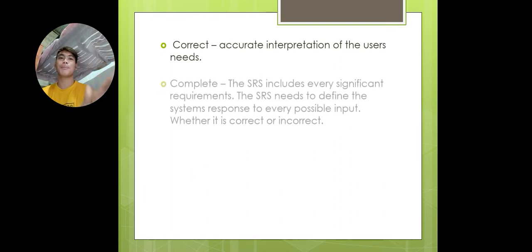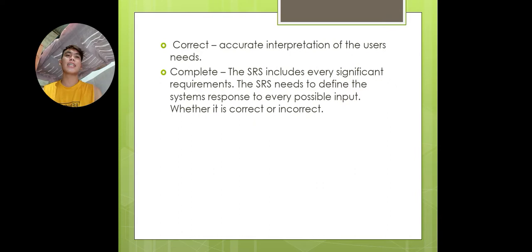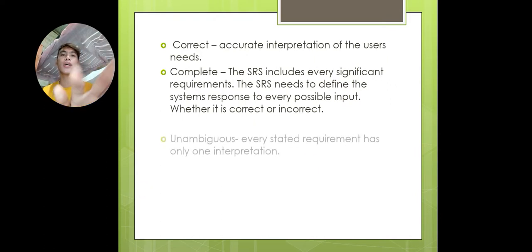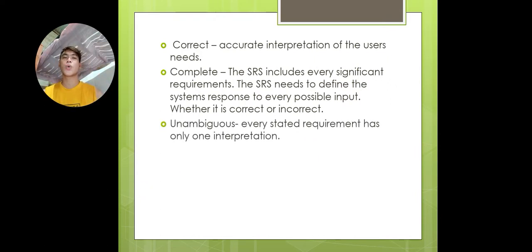And the next one is complete. Complete means the SRS includes every significant requirement. The SRS needs to define the system response to every possible input, whether it is correct or incorrect. And the third one is unambiguous. Every stated requirement has only one interpretation, so that the user does not get confused.